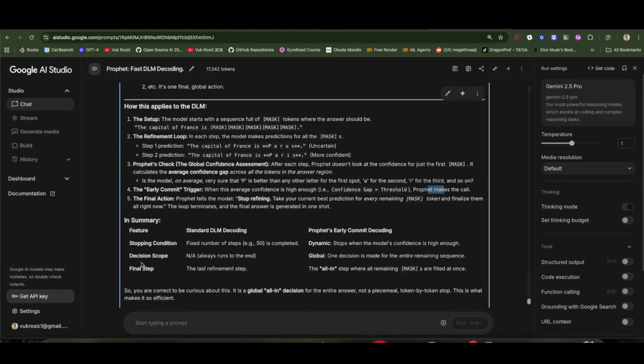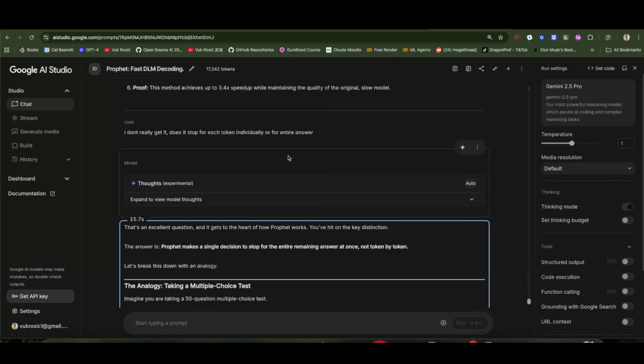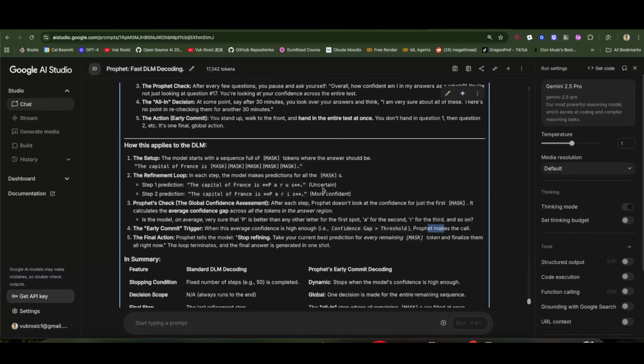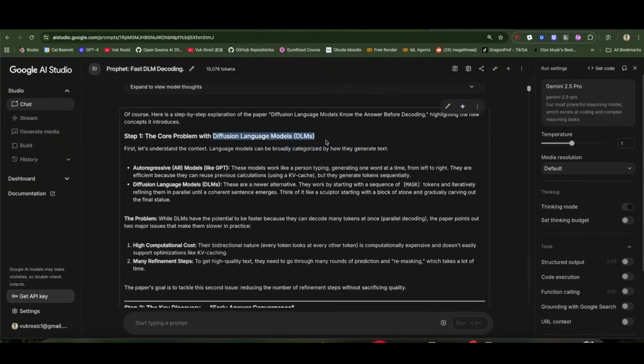And next, we will just go step by step, like reading this from the beginning, but you already understand the situation. Now we'll just go step by step, like summarizing the paper. The core problem with diffusion language models: we know that diffusion models start with a sequence of mask tokens and iteratively refine them in parallel until a coherent sentence emerges. Think of it like a sculptor starting with a block of stone and gradually carving out the final statue.